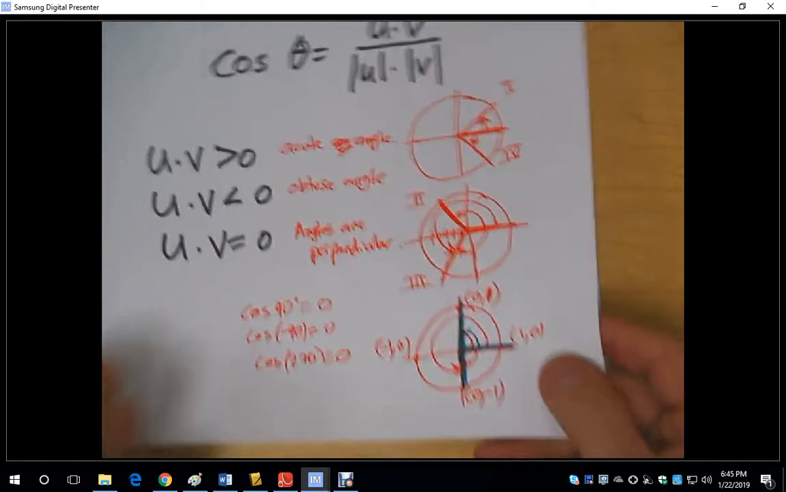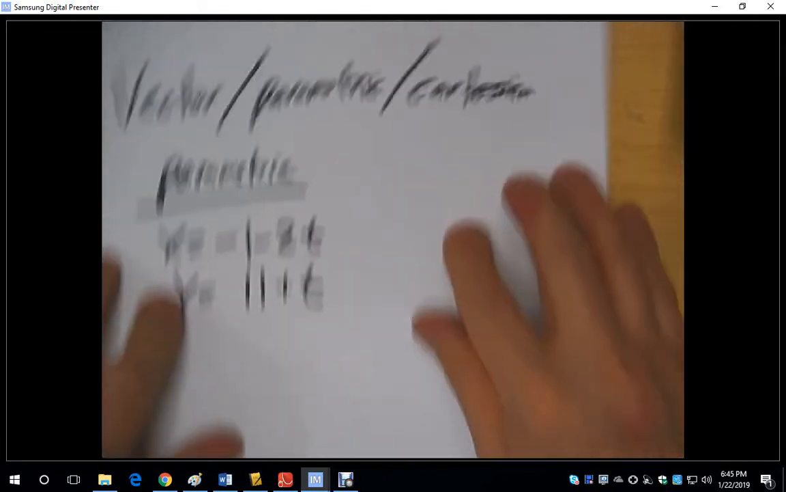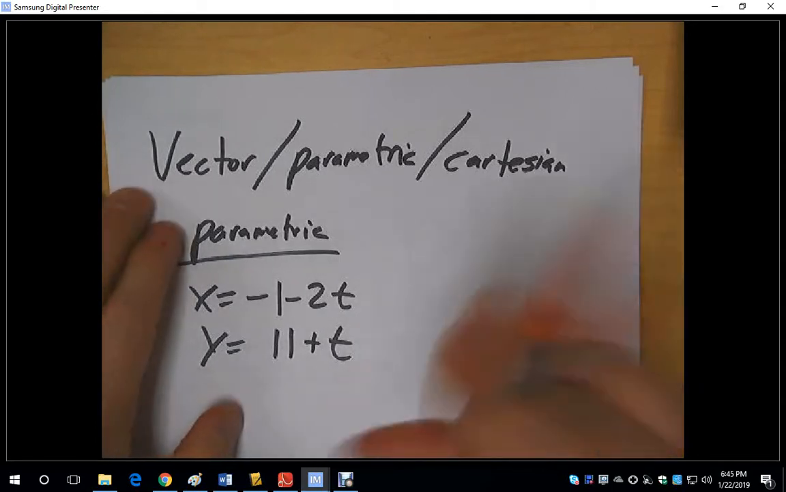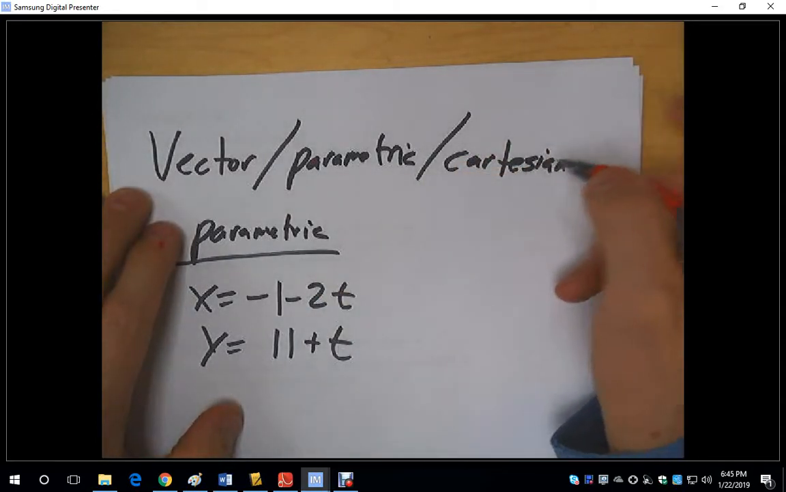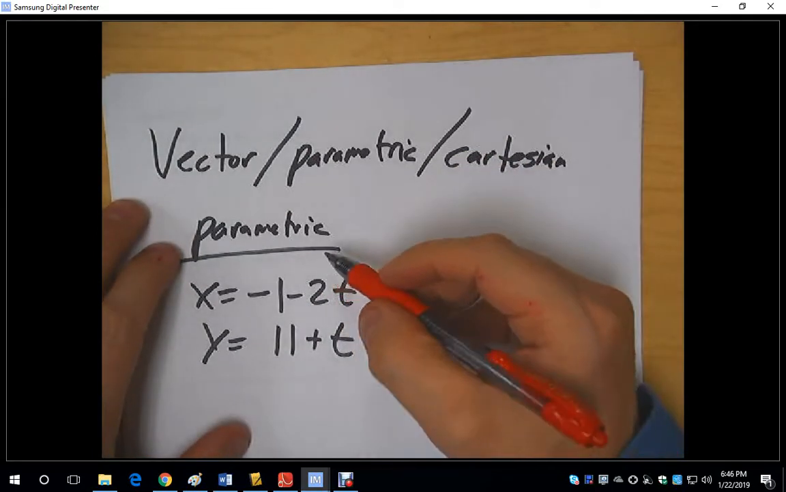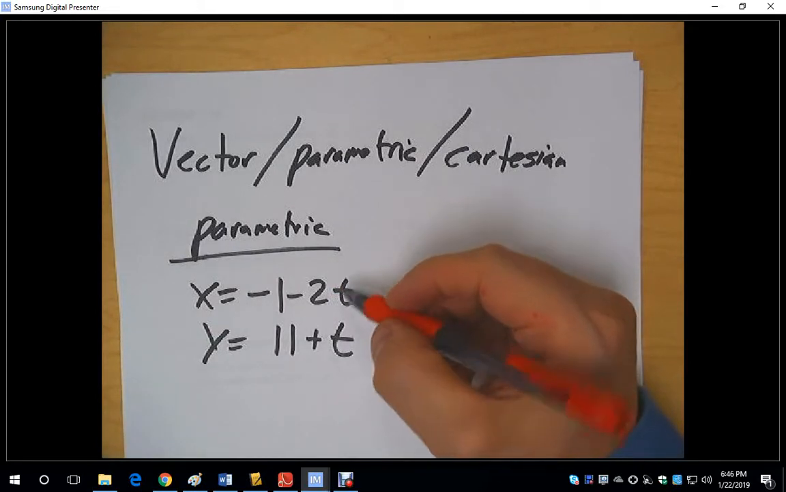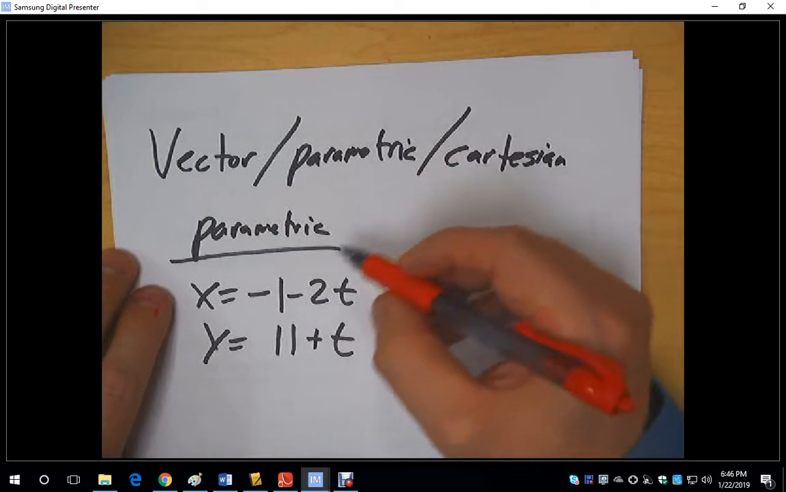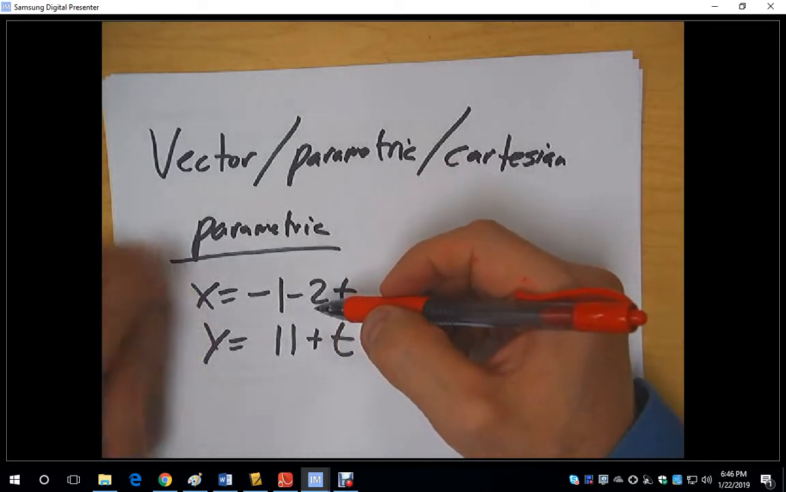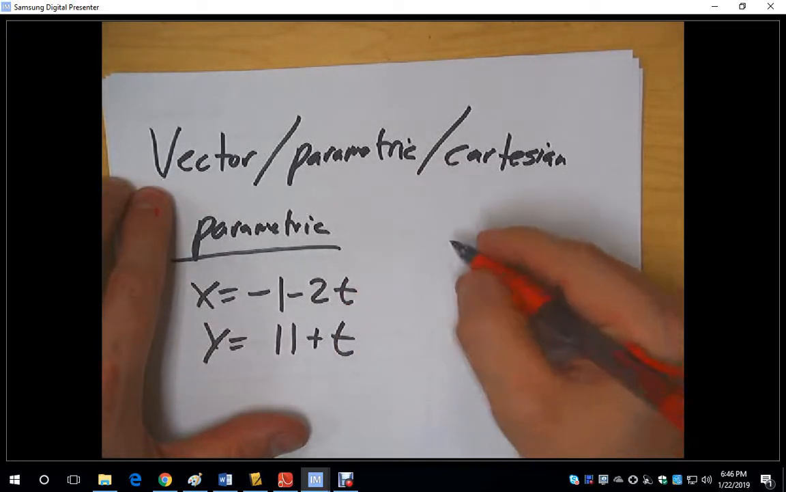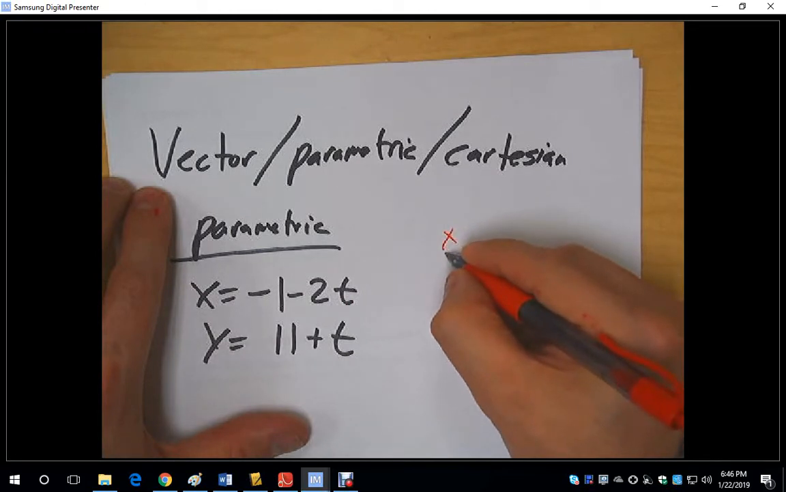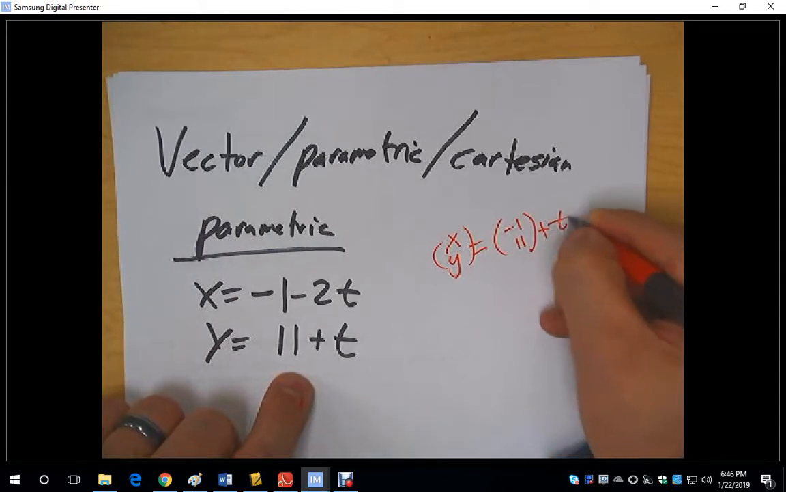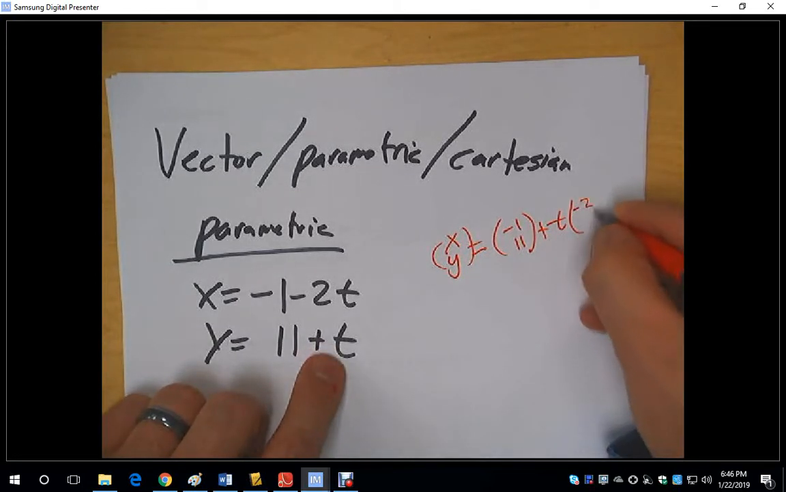All right, what else should you know? You should also know the different kinds of equations. We have vector equations, parametric equations, and Cartesian equations. Here I've given you parametric equations, and we can use these parametric equations to write a vector equation. So our vector equation would be (x, y) equals (-1, 11) plus t times our direction vector of (-2, 1).